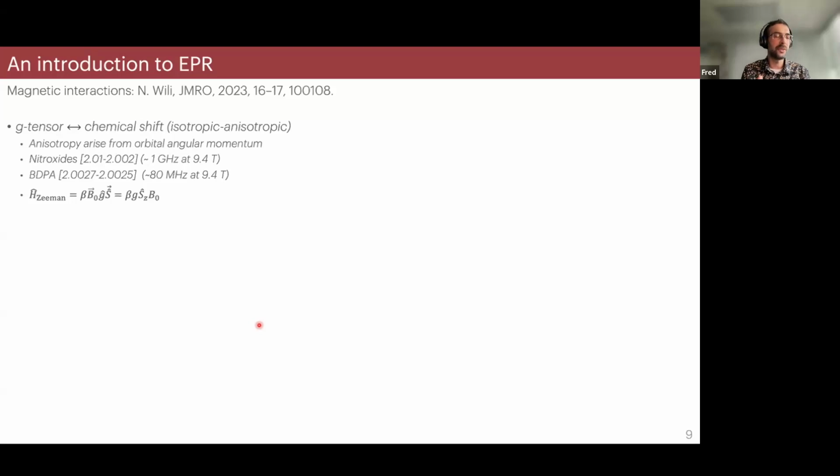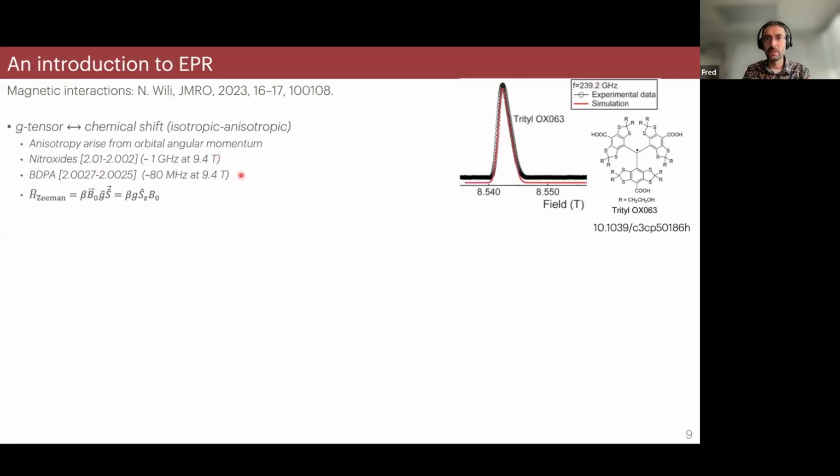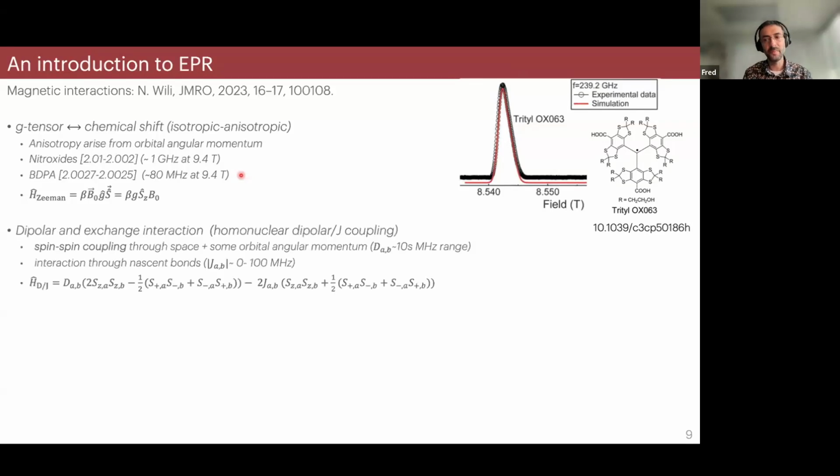For instance, in the case of nitroxide, you have a larger span because you have both an oxygen and a nitrogen, while in BDPA, where you only have carbons, the span of the G tensor is smaller. So this impacts the EPR line width. In the case of trityl, this is an example at high field, where the line shape is mostly determined by the G tensor.